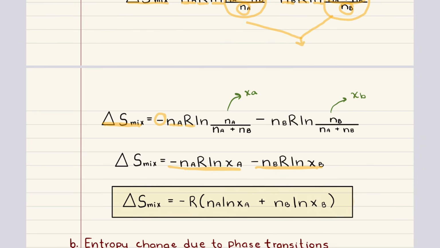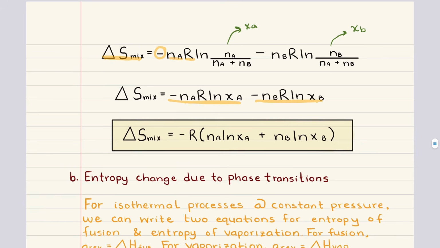Or in its final compact expression, we can take out the common factor minus R, and that way we can write delta S mix equals negative R times the sum of Na times the natural log of Xa plus Nb times the natural log of Xb. This is the entropy of mixing for two ideal gases.